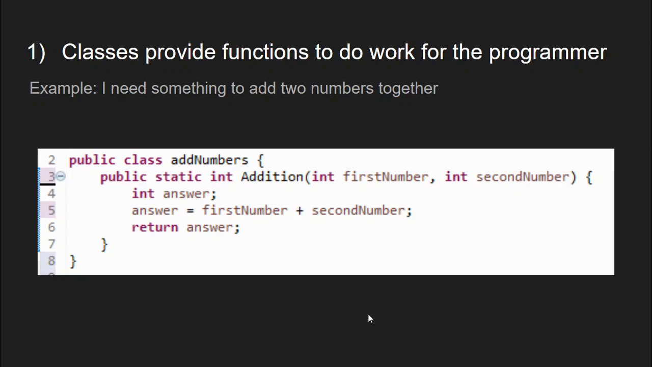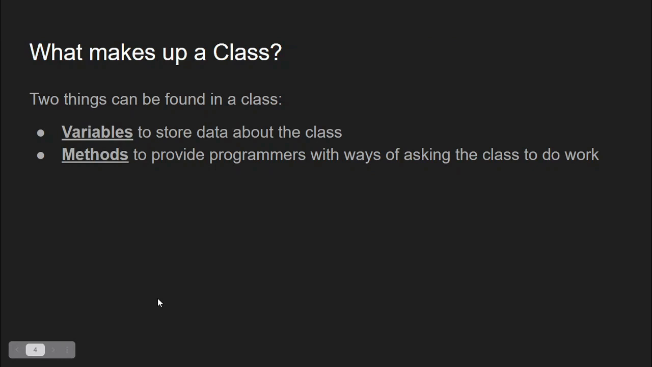How can classes provide functions to do work for the programmer? Well, let's think of a really easy example, such as I need something to add two numbers together. Here we have a class called addNumbers, and it contains a singular method called the addition method. This method takes two parameters, first number and second number, adds these two numbers together, and returns the final answer as an integer. That's an example of a class.